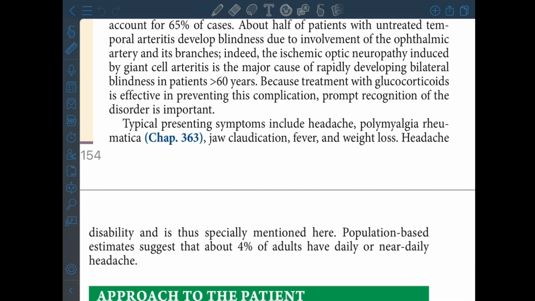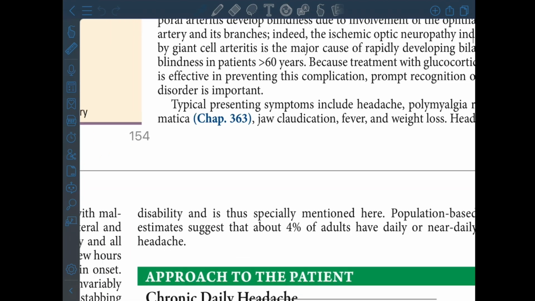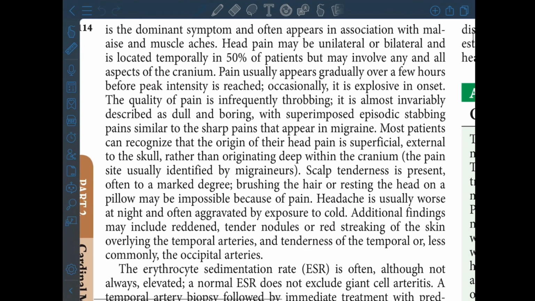Typical presenting symptoms include headache, polymyalgia rheumatica, jaw claudication, fever, and weight loss. Headache is the dominant symptom and often appears in association with malaise and muscle aches. Head pain may be unilateral or bilateral and is located temporally in 50% of the patients, but may involve any and all aspects of the cranium.